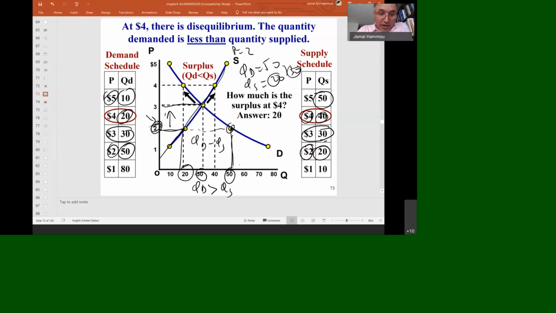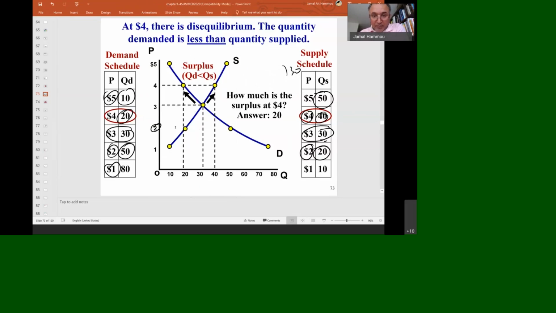At the price of 1, if the price equals 1, I will do the same things. I would either go to the table and find out, but I really want you to do this at the price equals 1. I want to know how much is QD and how much is QS.